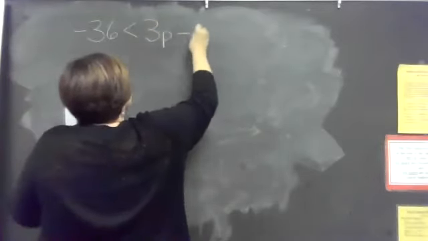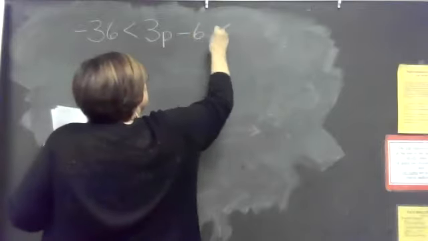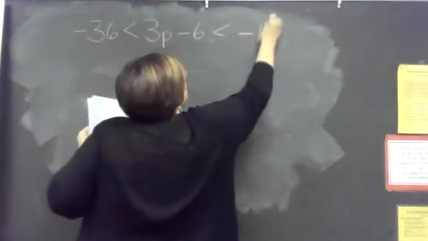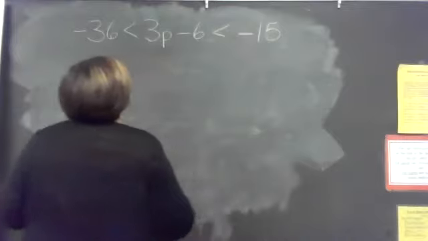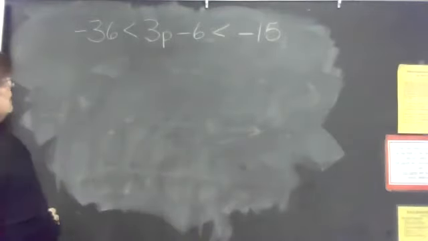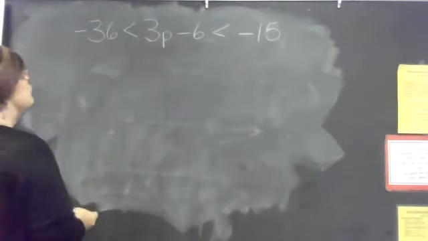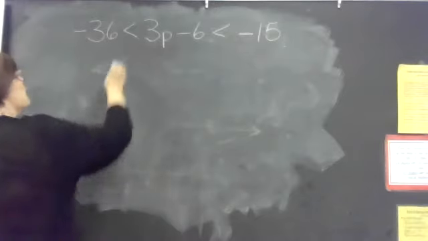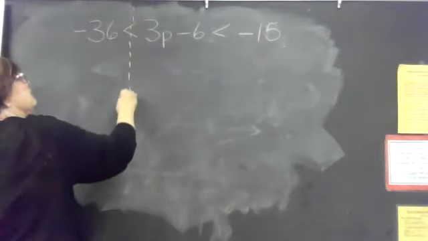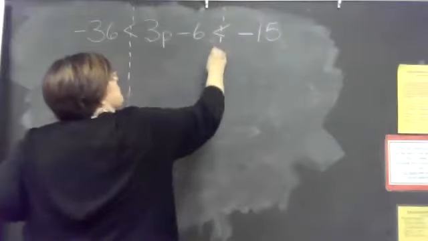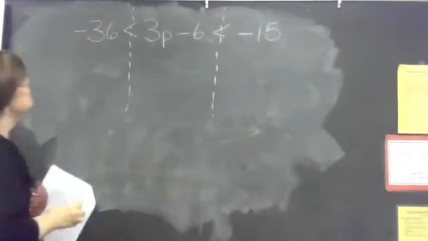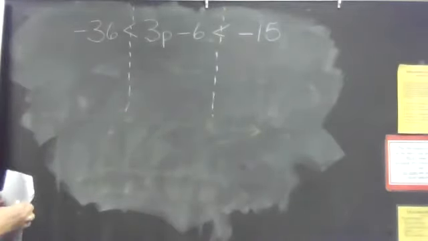Number 13: negative 36 is less than 3p minus 6 is less than negative 15. It looks horrible until you draw your line down through the signs. It'll help, because you can kind of see the three parts when you put that line down through there. Makes it a little bit easier.